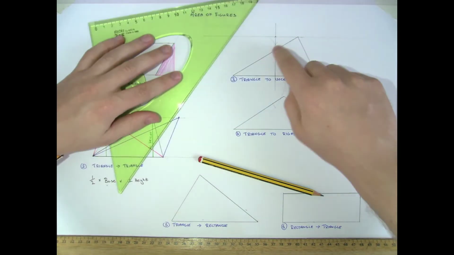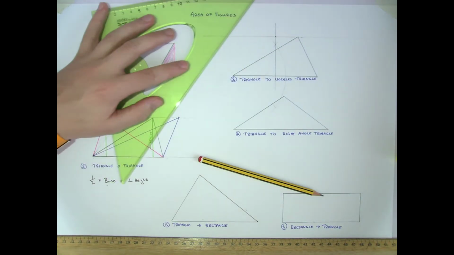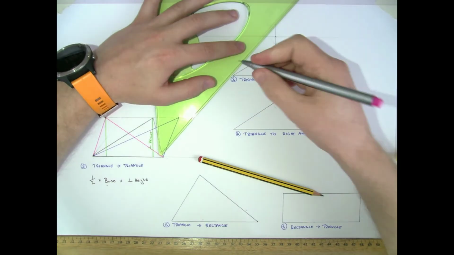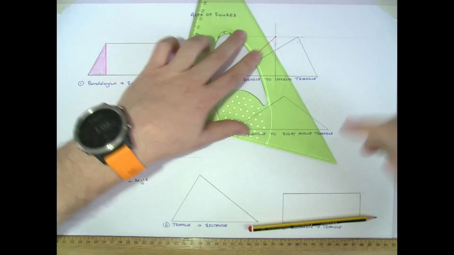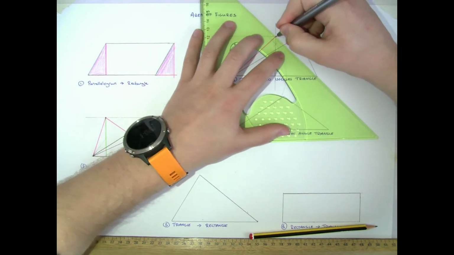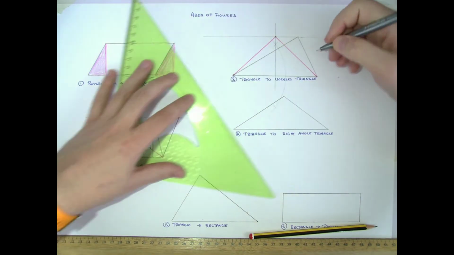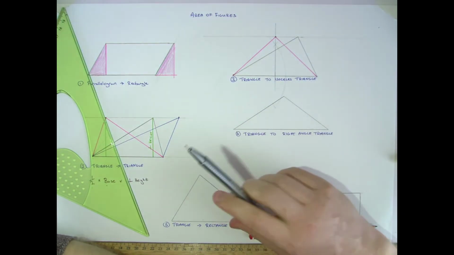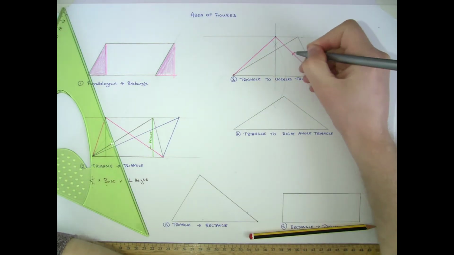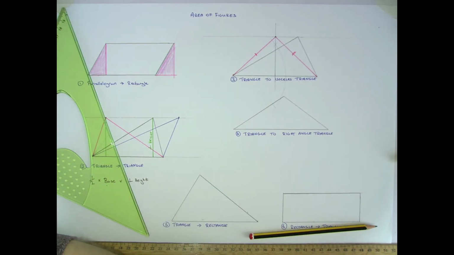So this point up on top now, if I draw from here to the top and back down to the base on the other side, I've created a triangle that is equal in area, but it is an isosceles triangle. So this side and this side are equal in length.